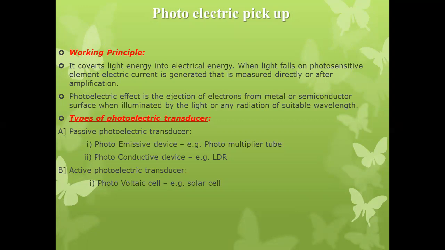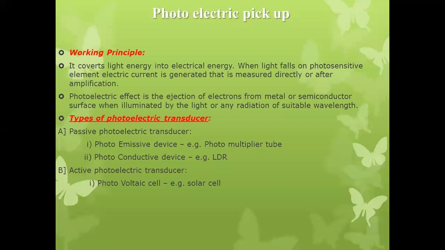Whenever a photosensitive element is exposed to sunlight, it will generate electrical current by converting light energy into electrical energy. Solar cell or PV cell are applications of photoelectric pickup. The photoelectric effect is the ejection of electrons from a metal or semiconductor surface when illuminated by light or any radiation of suitable wavelength.